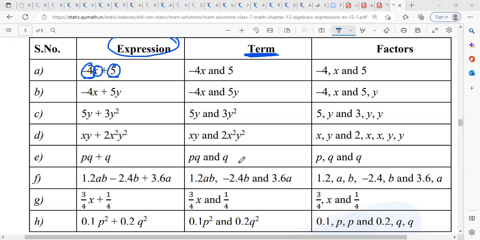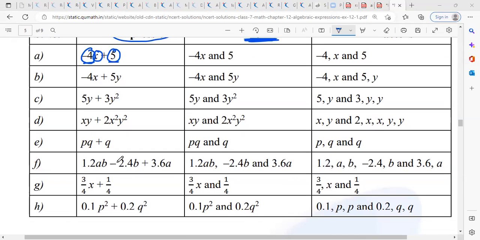And for this PQ, it was 1.2 AB, minus 2.4 B, 3.6. The only mistake which students usually make is this minus. I hope you wrote the minus as well, right? Yes, ma'am. Okay. And here 3 upon 4x, 1 upon 4 and 3 upon 4 x and minus 4. And here I hope you did it, right?